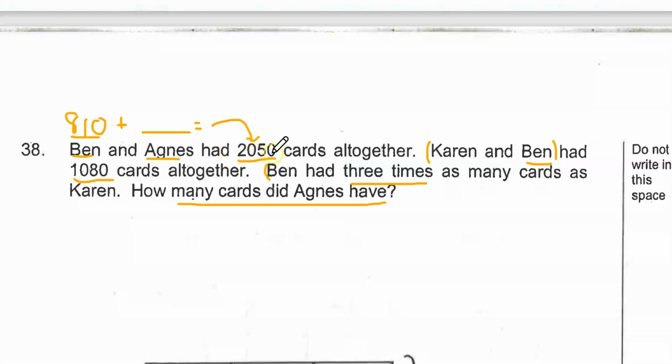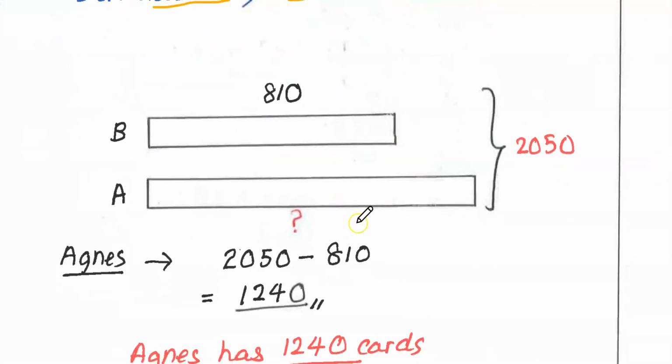Take 2050 less 810, you will find out Agnes' number of cards. Now it's a very common model. 2050 takes away Ben's, you will get Agnes, which is 1240.